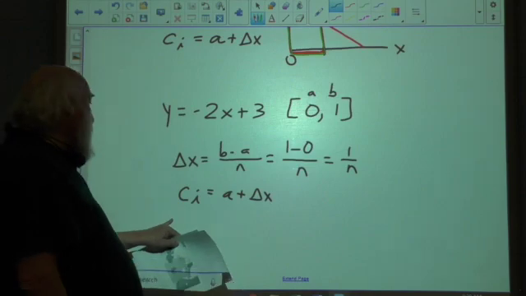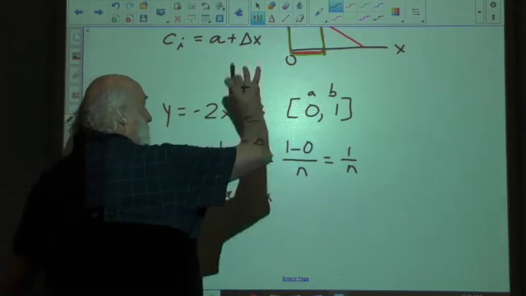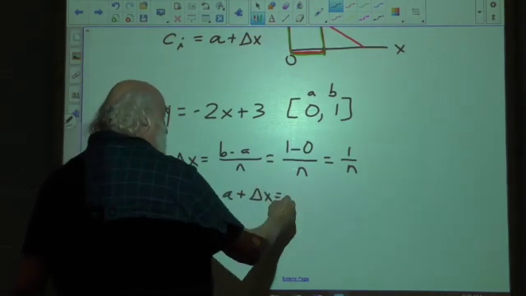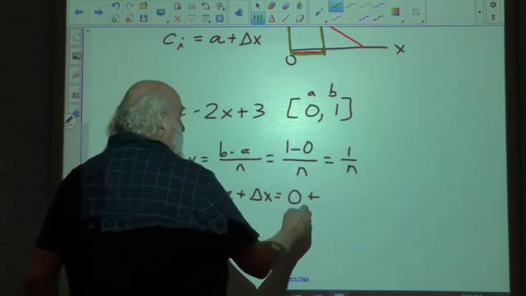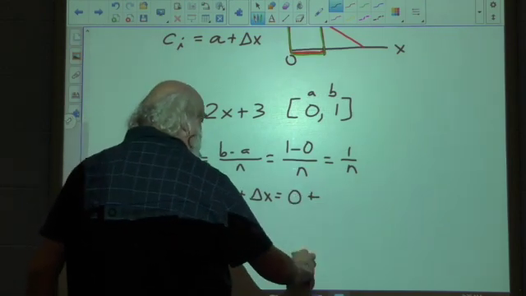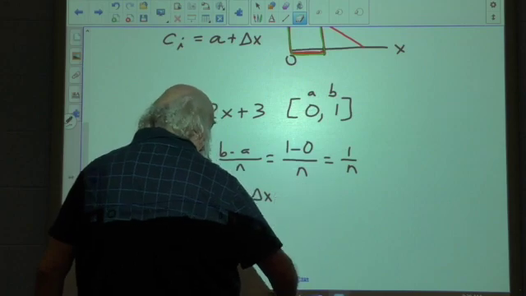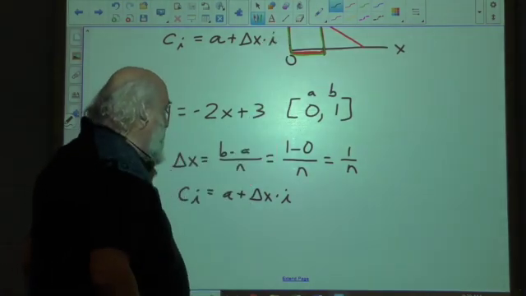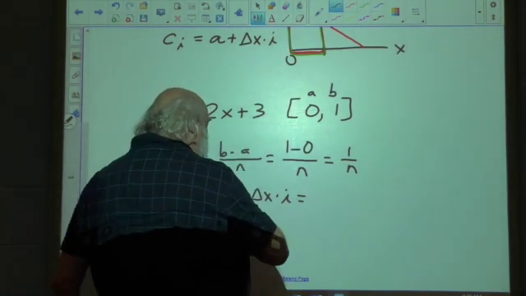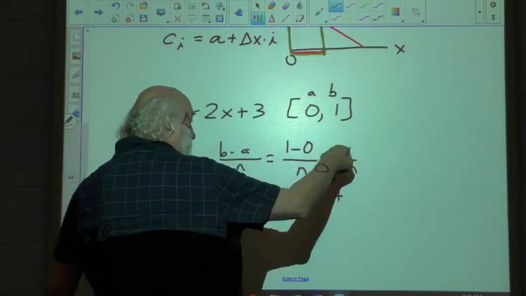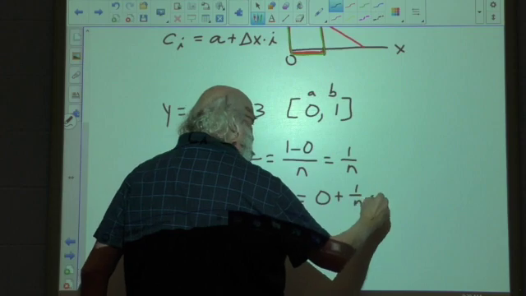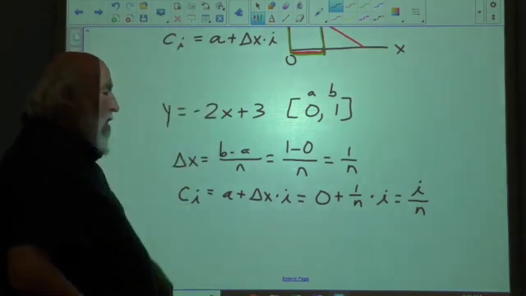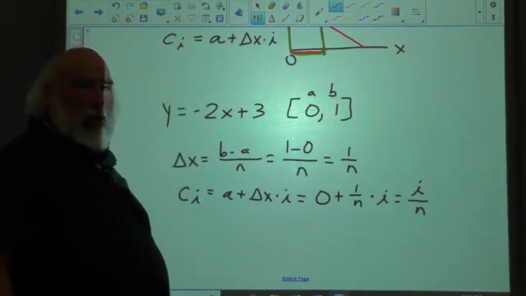C sub i here, then is going to be equal, and this is the y value, this is the height of these rectangles. This is going to be A, in this case, which is 0, plus, I realize I've got to put times i. You should have a times i right here. Okay? So, this is going to be equal to 0 plus delta x, which is 1 over n, times i, which becomes i over n.